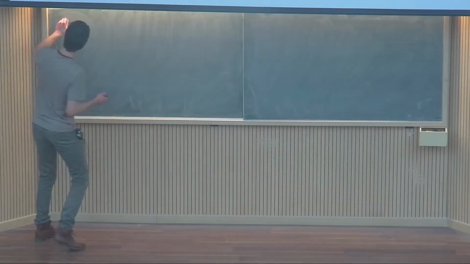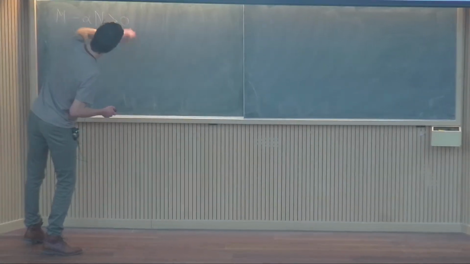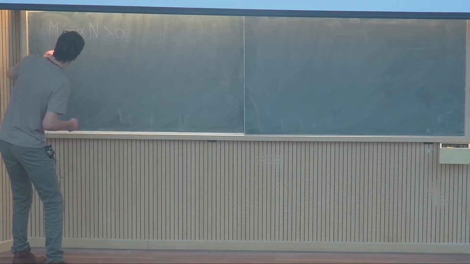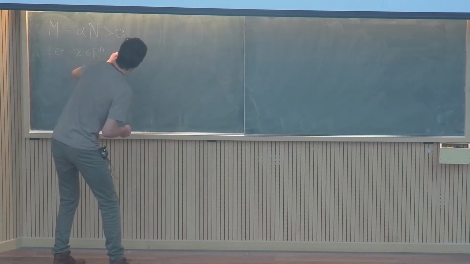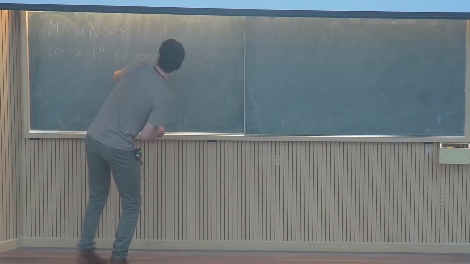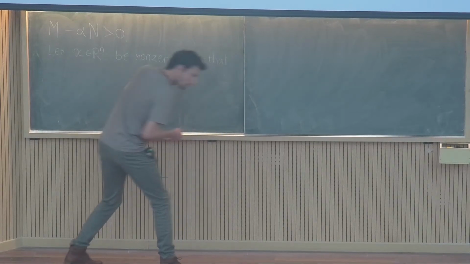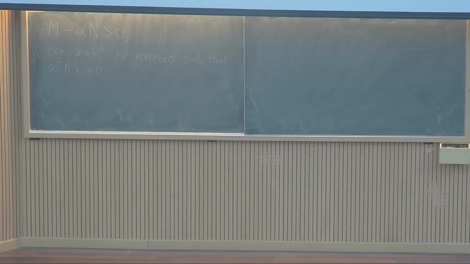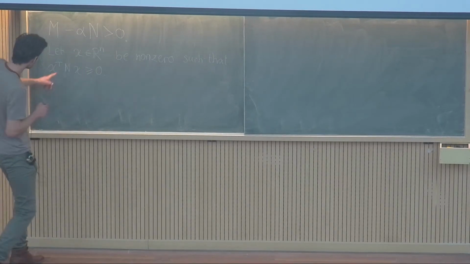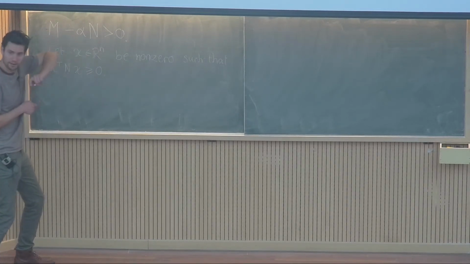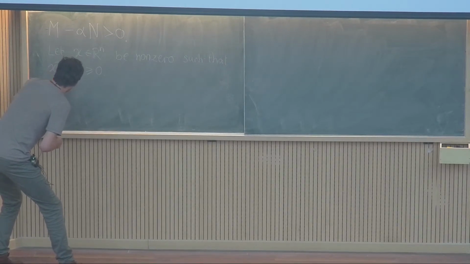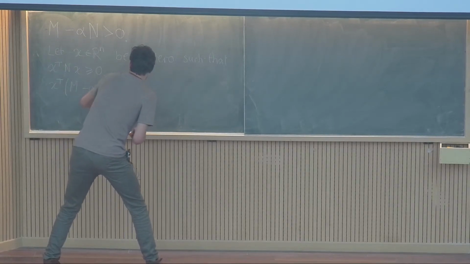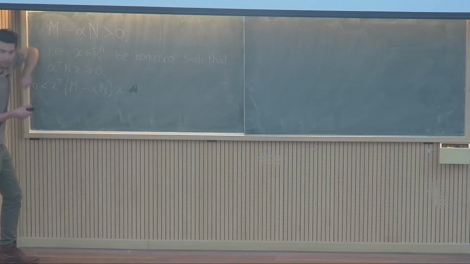So, we assume that there exists an alpha such that this matrix inequality holds. Now let x be in R^n and non-zero, such that if I compute x transpose Nx, I get something non-negative. Then I need to prove that also the other inequality holds. What I do now is I multiply my matrix inequality from the left by x transpose, from the right by x, and I see the following. So x transpose (M minus alpha N) x. Well, that's of course something positive, right? Because M minus alpha N is a positive definite matrix.